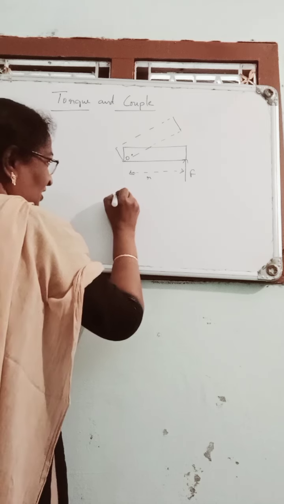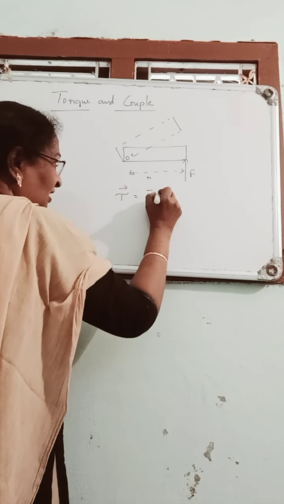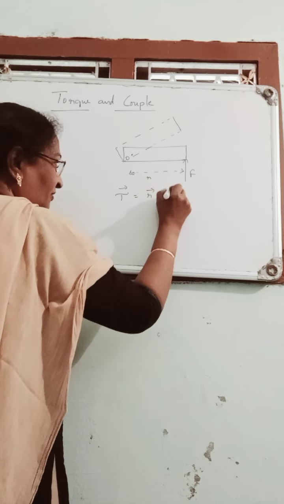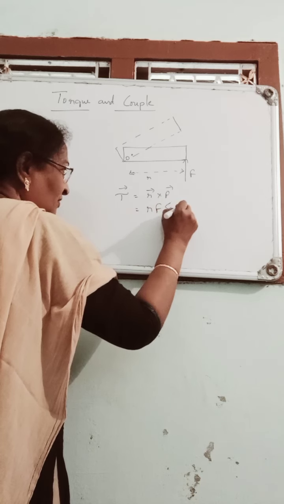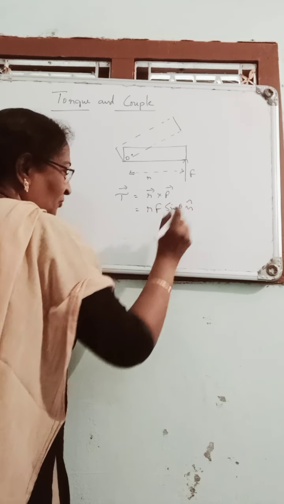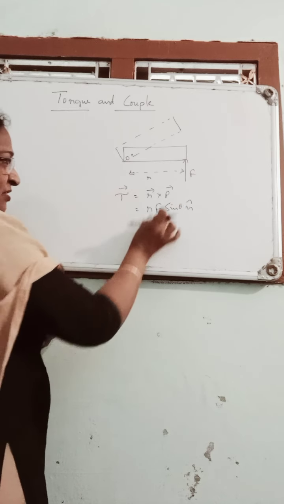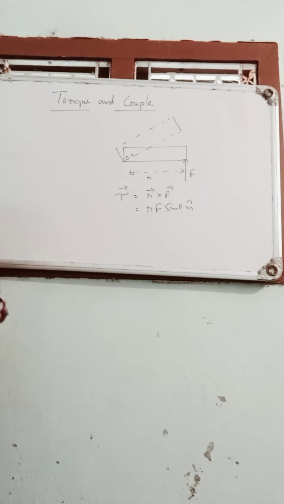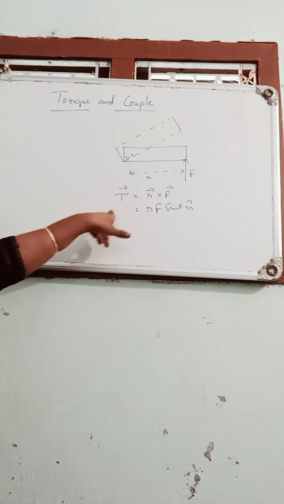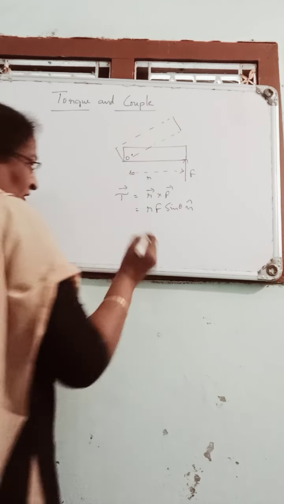What is the formula for torque? Torque tau is vector r cross vector F, or you can also write this as r F sin theta n cap. What is n cap? n cap is a unit vector along the direction of the resultant of these two vectors, that is, along the direction of torque. Torque is always perpendicular to the plane of these two vectors.